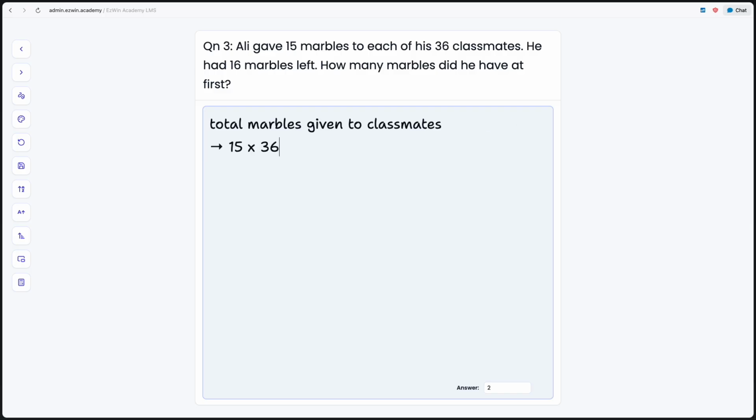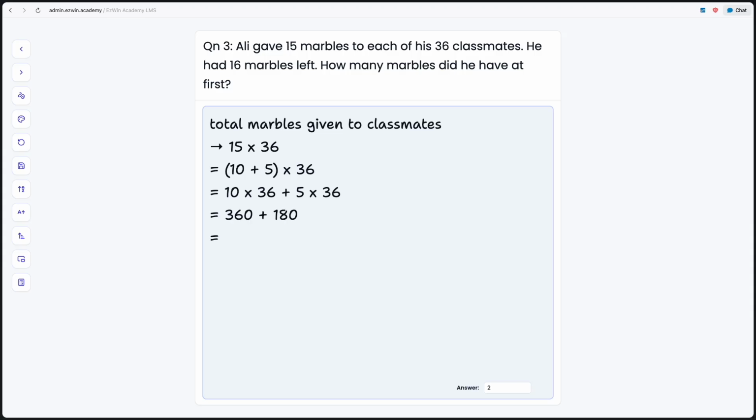Usually what I'll do is split 15 into 10 plus 5. So that means it equals 10 times 36 plus 5 times 36, right? In this case, 10 times 36 is basically 360. And then 5 times 36 is basically half of it, which is 180.